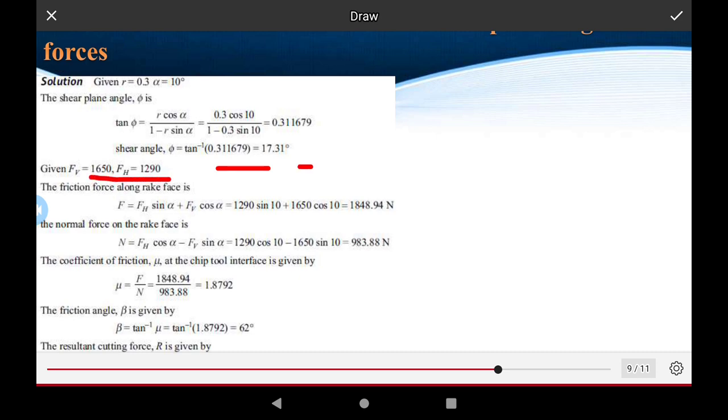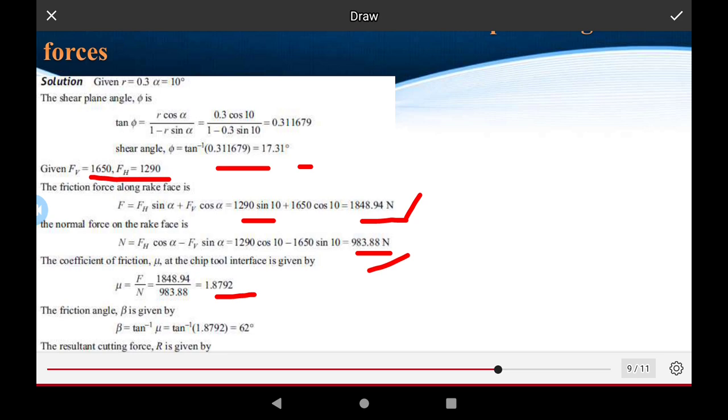The friction force along the rake face is F equals Fs sin alpha plus Fc cos alpha. Put the given values in this equation. The normal force on the rake face is N equals Fc cos alpha minus Ft sin alpha. Put in the given values. The coefficient of friction mu at the chip-tool interface is mu equals F by N. Put in the values for F and N in this relation.